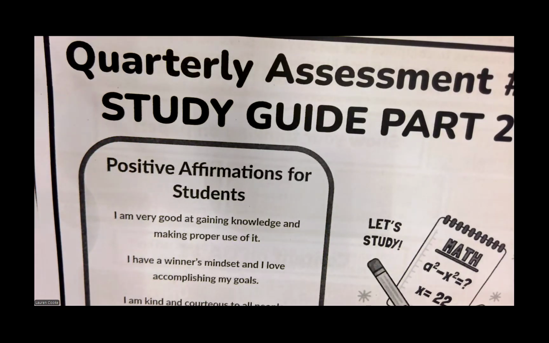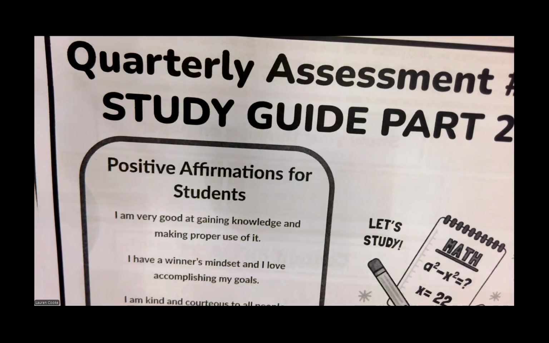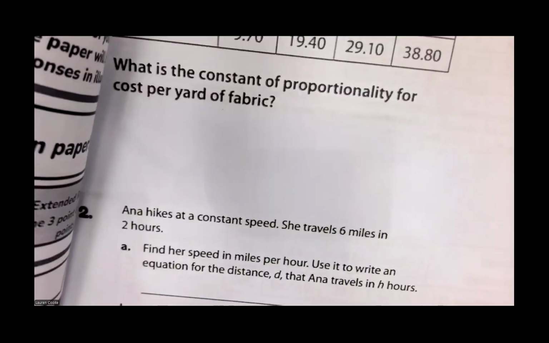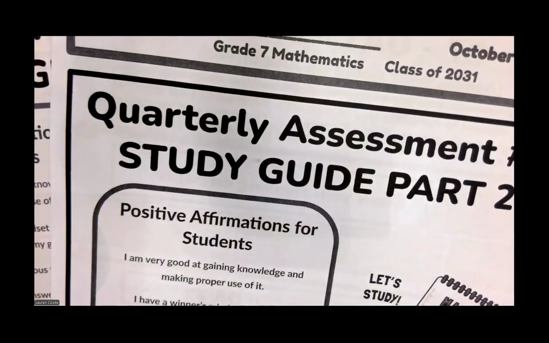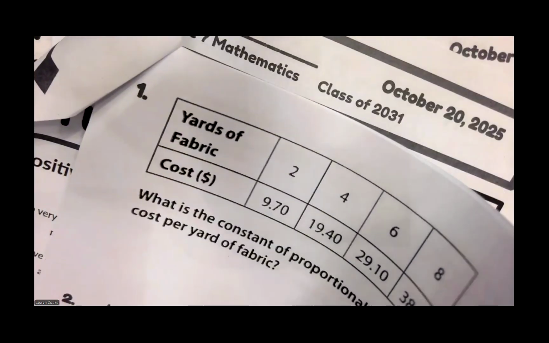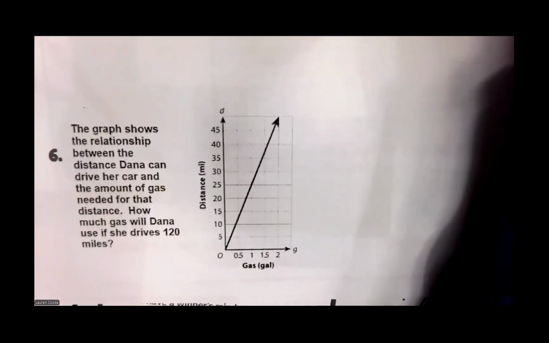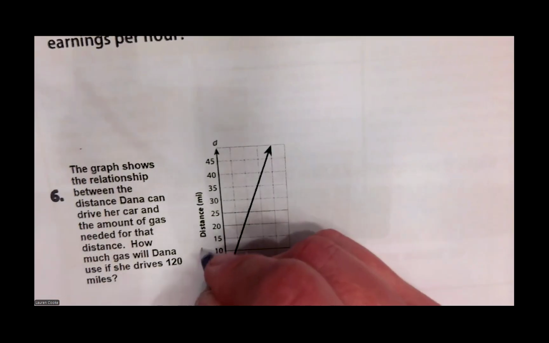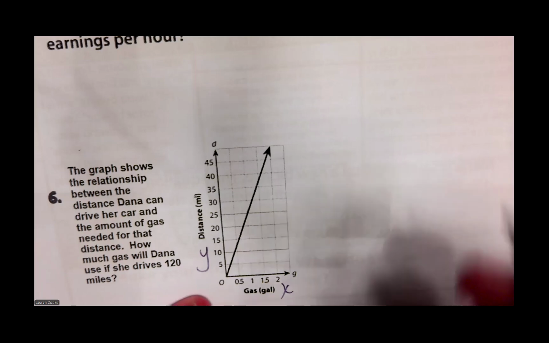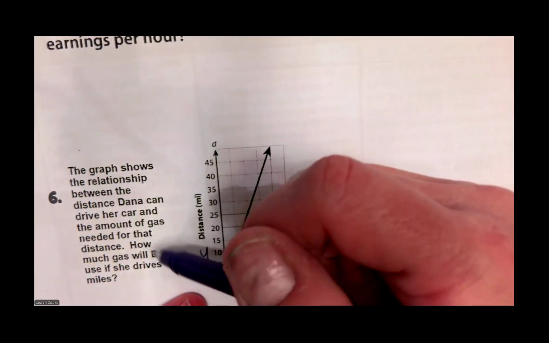All right, let's take a look at a few problems from Study Guide Part 2, the one that we got today in class. I wanted to go to a few problems that we didn't work on in the class, namely this problem down here where the graph shows the relationship between the distance Dana can drive her car, that's the Y, and then the gas for the number of gallons. So what I'm going to notice is the graph shows a relationship. How much gas will she drive if she drives 120 miles?